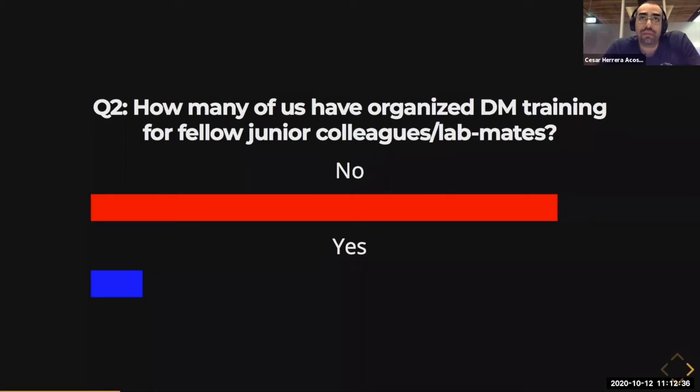So what we can see from this is that effectively data management is not in our priority list. And of course, I'm not saying that we are bad people, it's just because the system doesn't incentivize good data management practice.